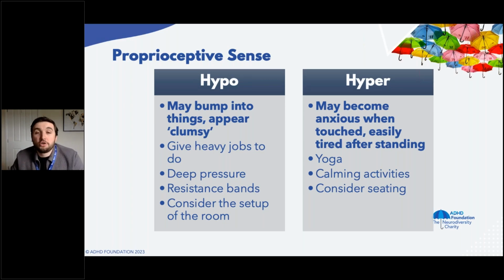So giving them heavy jobs to do can really help, to give them that extra input where needed. So giving them the stack of books to hand out and things like that, and giving them that heavy work.